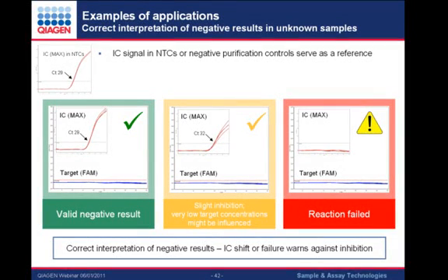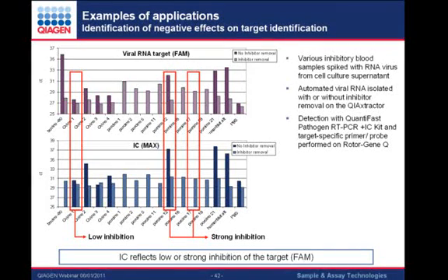On the right side, again a negative detection result for the pathogen. In this case, there is a complete internal control dropout, which indicates that the reaction failed, meaning that the negative result for the pathogen here is not valid, but might be a false negative result.